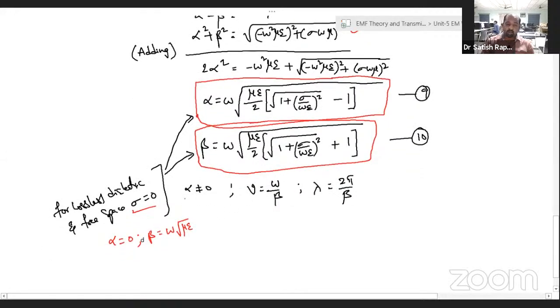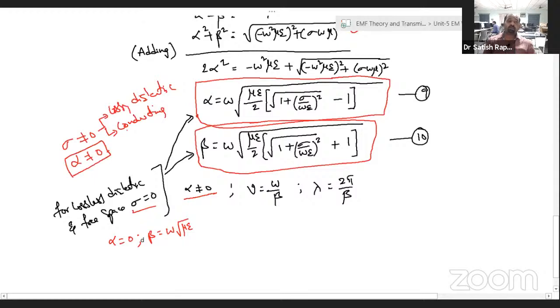So here alpha is not equal to 0, right? Whenever sigma is not equal to 0, you will get alpha not equal to 0. So sigma not equal to 0 for what? Lossy dielectric media and conducting media, right? Therefore, for both lossy dielectric media and conducting media, alpha is not equal to 0.